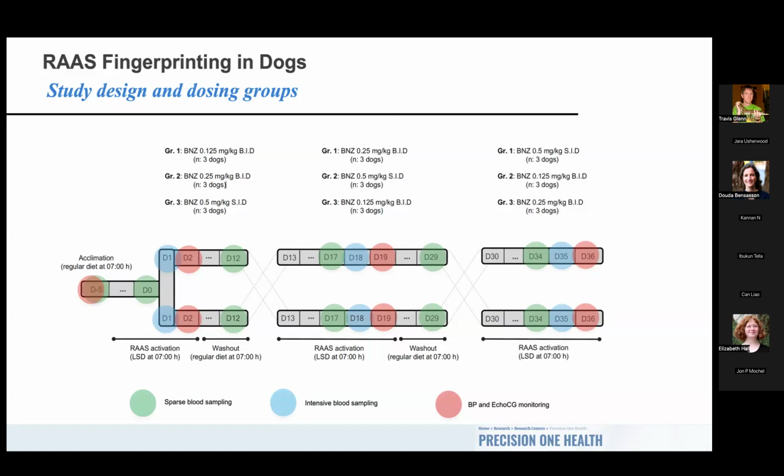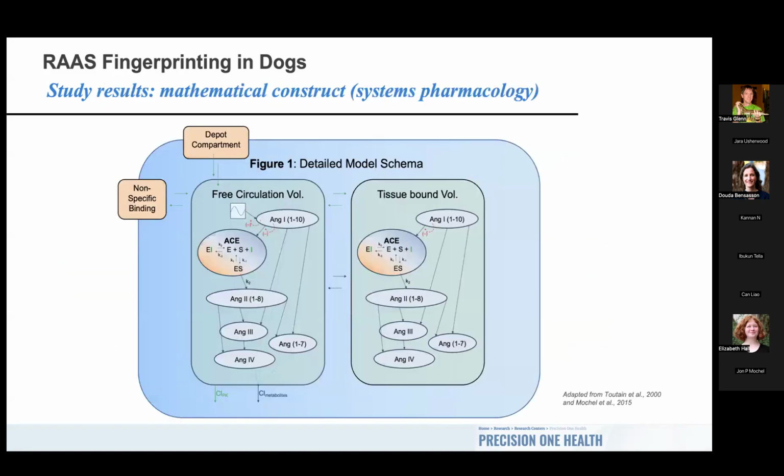So on top of these biomarkers, we also collected different measures such as blood pressure and some echo of the heart to check for the functional changes over time as well. But really the majority of the work was focusing on collecting blood for characterizing the PK, so the exposure of the drug, and the PD, so the effect of these drugs on the renin-angiotensin and aldosterone systems of those dogs.